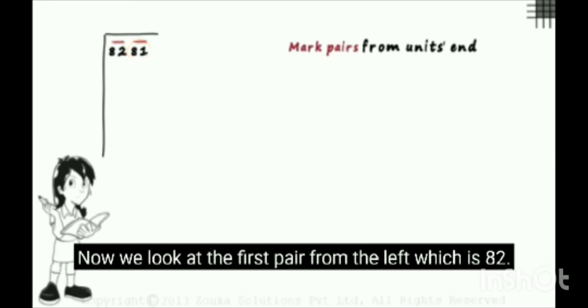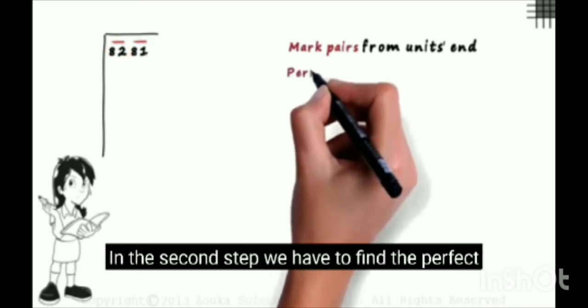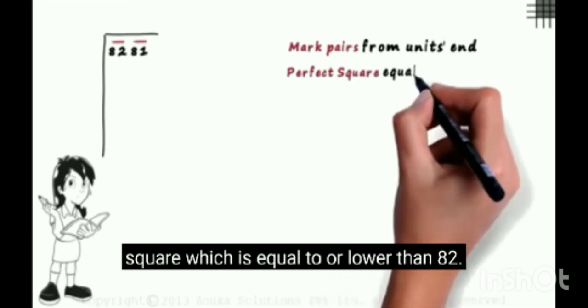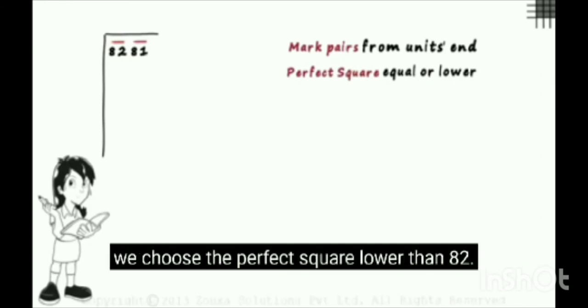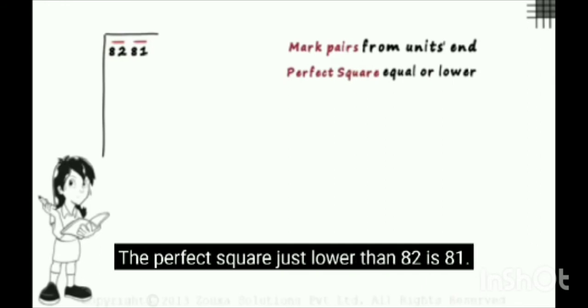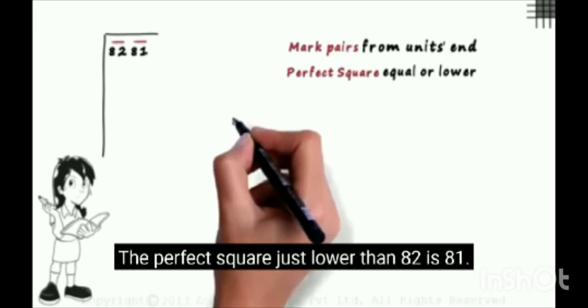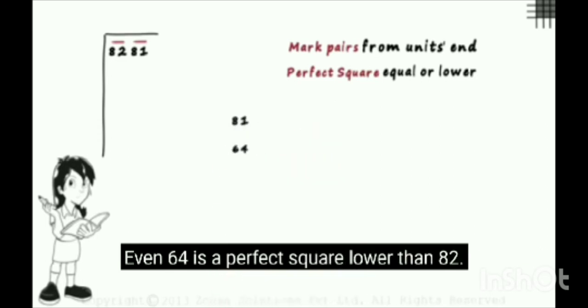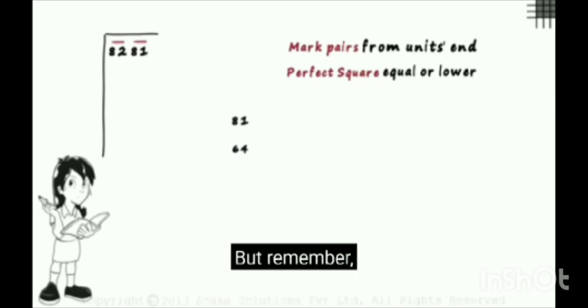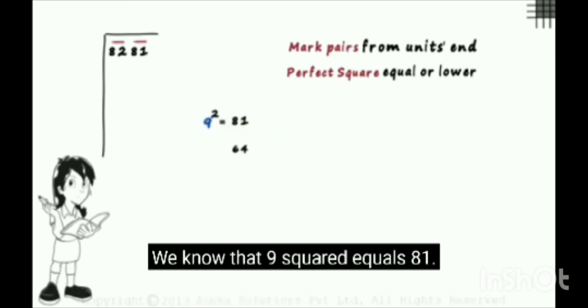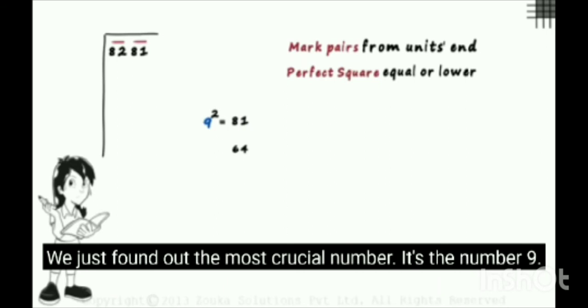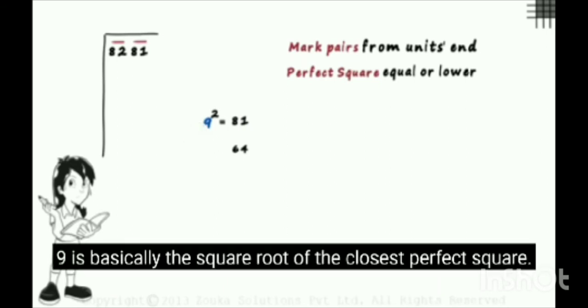Now we look at the first pair from the left, which is 82. In the second step, we have to find the perfect square which is equal to or lower than 82. Since 82 is not a perfect square, we choose the perfect square lower than 82. The perfect square just lower than 82 is 81. Even 64 is a perfect square lower than 82, but remember, we always choose the one which is closest. We know that 9 squared equals 81. We just found out the most crucial number. It's the number 9. 9 is basically the square root of the closest perfect square.